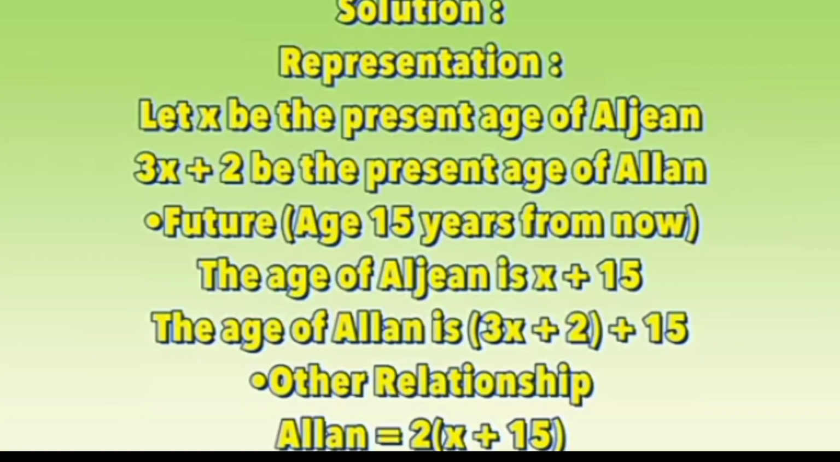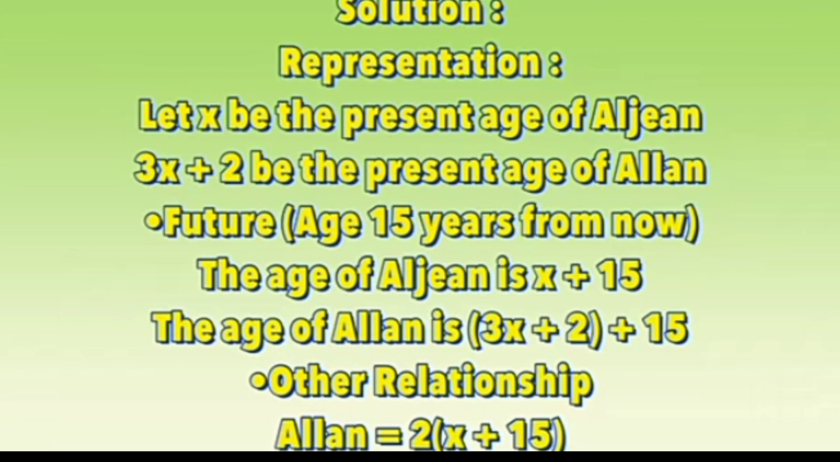So the problem is asking for the present age of Alan and Algin. And there are a lot of confusing words that we're going to translate, like 2 more than 3 times. And now, who is the X in this problem? So we're going to determine that by using representation.